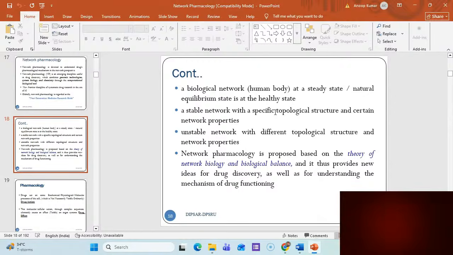One aspect is that you should understand the interactions among the proteins in a healthy individual. Just one second.